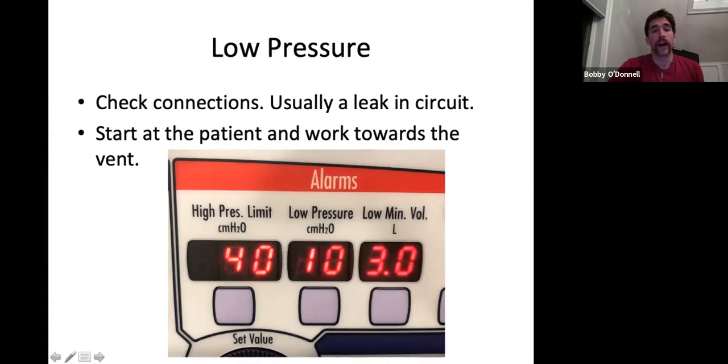Low pressure, same thing. The solution to most ventilator alarms, initially, start at the vent and work your way towards the patient, make sure that everything is still attached, make sure the ET tube is not disconnected, there's no leak in the circuit. Or sorry, start at the patient, work your way towards the vent. You can also get a low pressure alarm with low minute volume, but it's not as common.